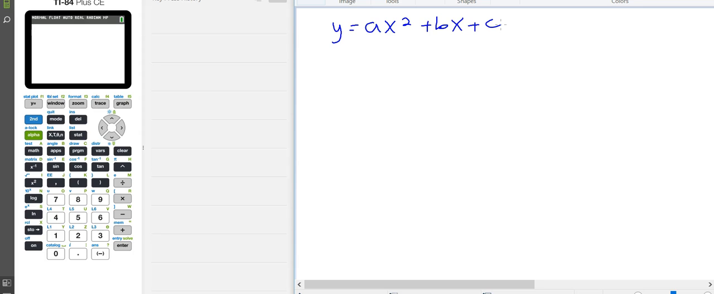The only time you'll be able to use this method is if there's no bx term. When would you have no bx term? When b is equal to 0. Then 0 times x is just 0, so the whole bx term falls out.